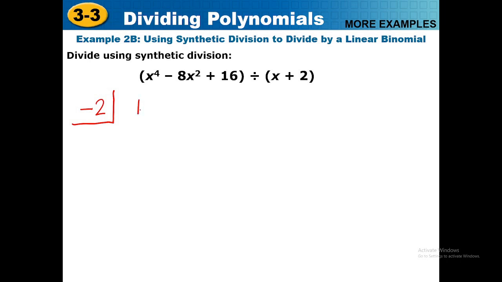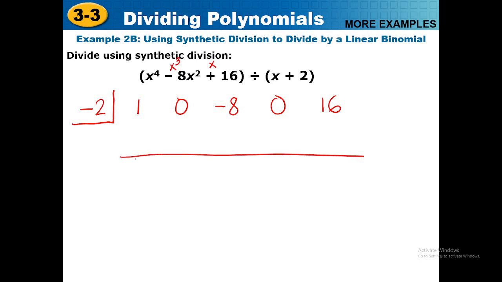1. Next to 1 is 0, for x cubed. Take note, x cubed is missing. Next, negative 2, negative 8. Next, 0, for the variable x, because x is missing there. Next is plus 16. So therefore, we have two zeros, because there are two missing terms.